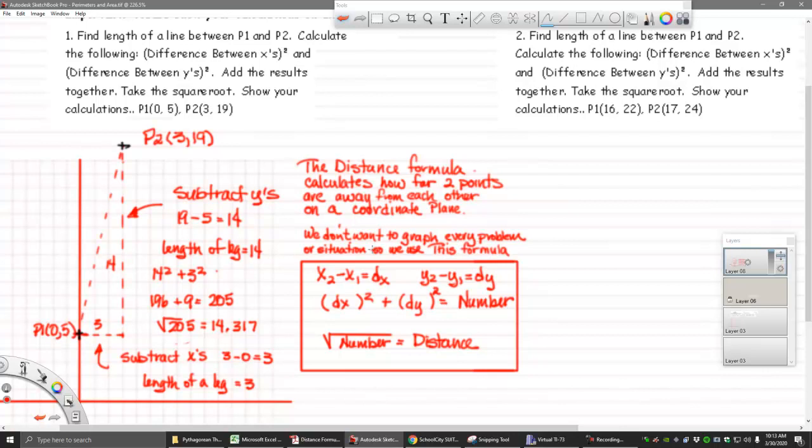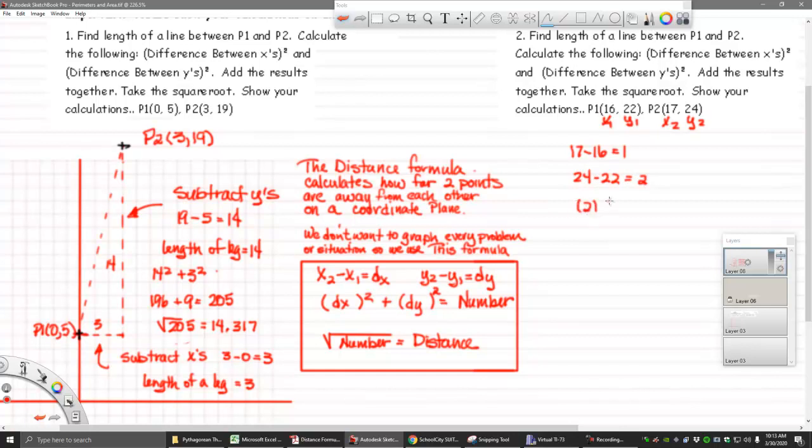Okay. Now, on this first one, I've drawn out the triangle, I've plotted the points, and we really don't want to have to graph every problem or situation that we have. So this is how we're going to do it, and it'll make this worksheet a lot easier. So let's go over here to problem number 2. You can see right here, x1 is 16, x2 is 17, so I take 17, subtract 16, I get 1, so one of those legs is going to be a 1. And then if I take y1 and y2 and I subtract them, I'd have 24 minus 22, and that'll give me a 2.